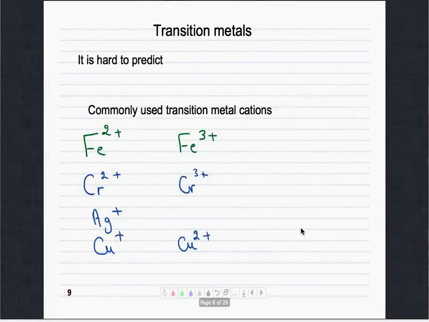Now, transition metals, as I just said, it is hard to predict their charges. Those are the most common that you're going to see in this course. Iron 2 plus and iron 3 plus, so it can either lose 2 electrons or 3 electrons. Chromium 2 plus or chromium 3 plus. Silver's only cation form is Ag plus. Copper can exist as copper 1 plus or copper 2 plus. So it's hard to predict for transition metals.